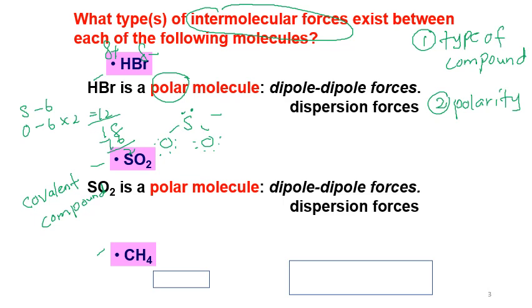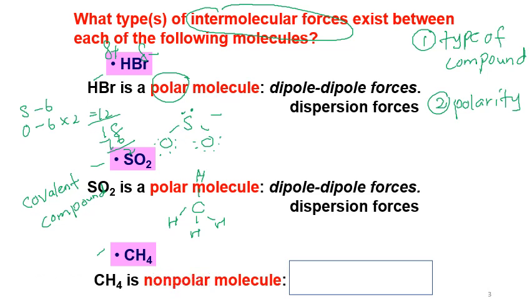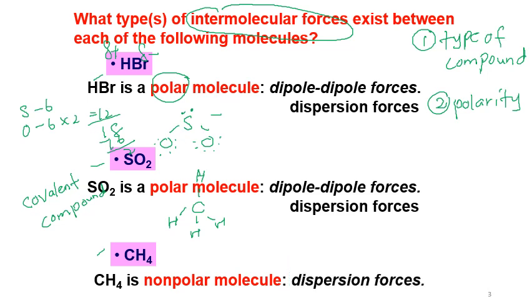The last example here is CH4. If we draw the Lewis structure for CH4, we already know it will be tetrahedral. Tetrahedral is the basic shape, and there is no lone pair of electrons. So CH4 is a nonpolar molecule. Since it is a nonpolar molecule, only dispersion force or London forces are present between the molecules.